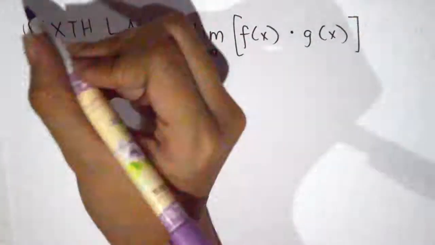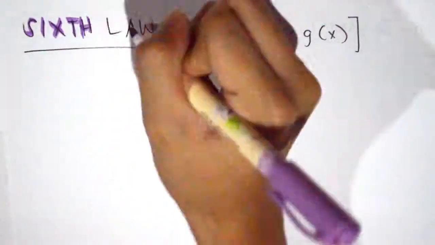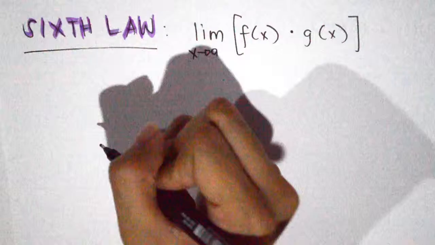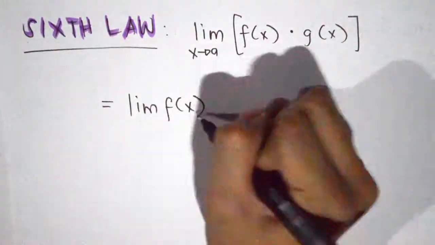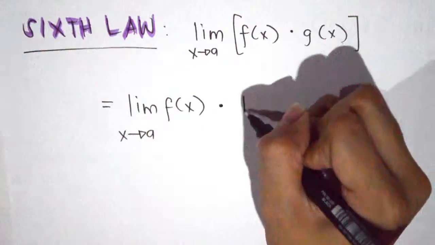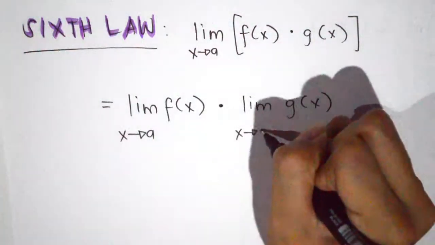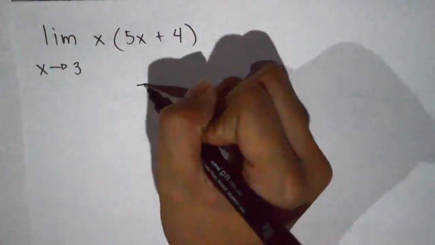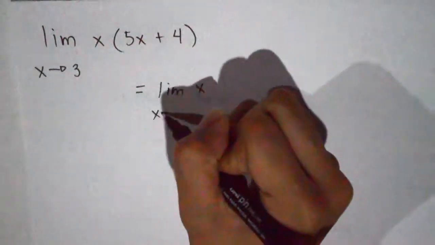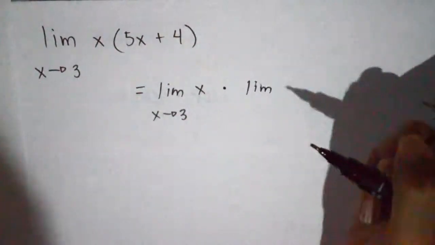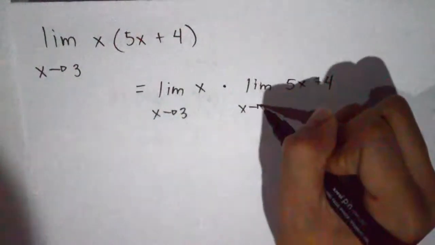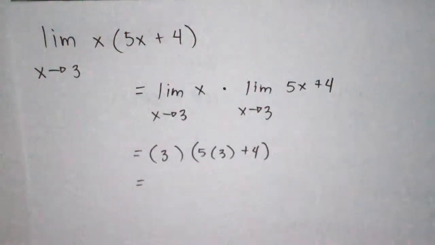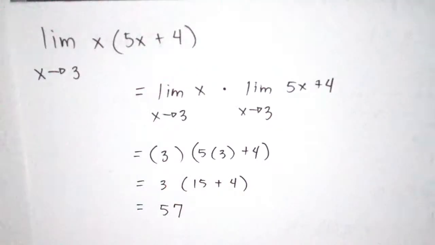Let's now move on to the sixth law, wherein the limit of the product of two functions is the product of their limits, provided that the limit of each function as x approaching a exists. This is illustrated by the limit of f of x times the limit of g of x as x approaching a. For example, the limit of x times 5x plus 4 as x approaching 3 is equal to the limit of x as x approaching 3 times the limit of 5x plus 4 as x approaching 3. Simplify your equation. 3 times 5 times 3 plus 4 is equal to 57.